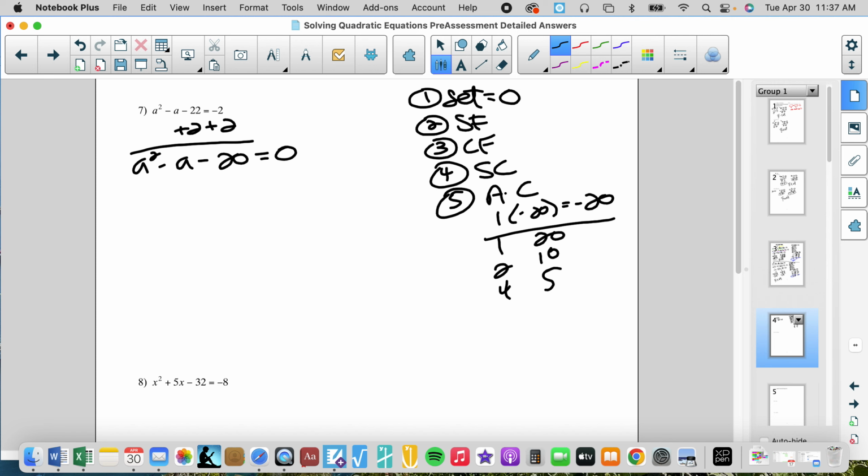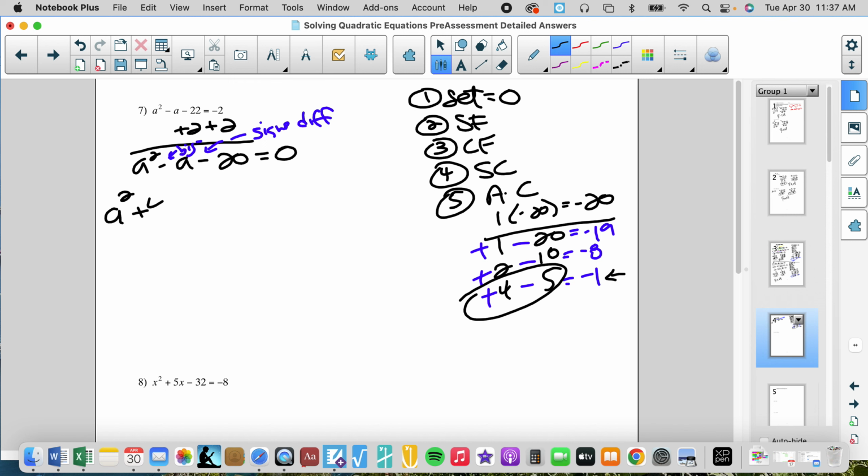Signs are different. Negative means signs are different. And we know that the bigger is going to get the negative. The bigger of the two factor pairs will get the negative. And since the signs are different, the other side has to be positive. And negative 1, which one's equal to my middle? Negative 1. So I'm going to take these two factor pairs.